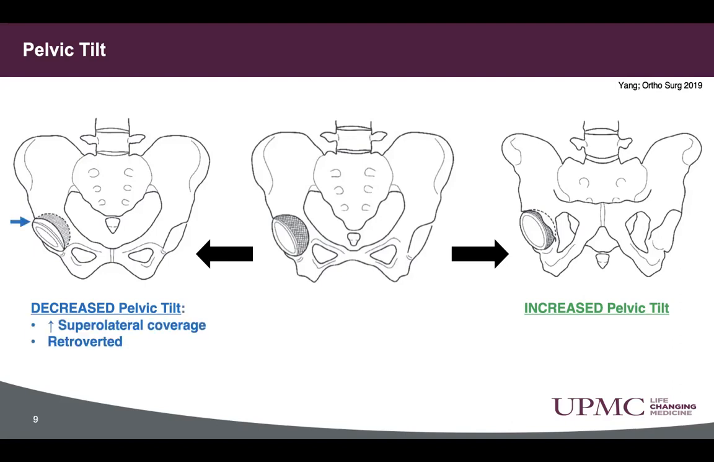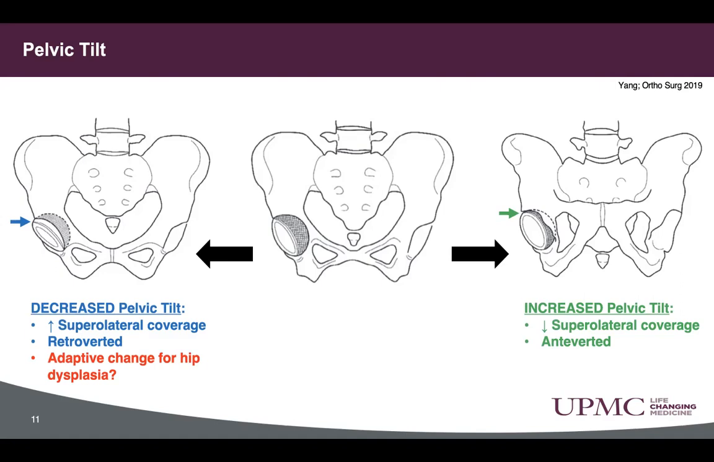Patients with decreased pelvic tilt have increased superior lateral coverage of their acetabulum and also create an environment of relative acetabular retroversion. In contrast, patients with increased pelvic tilt result in decreased superior lateral coverage of the acetabulum and create an environment of relative acetabular anteversion. In other words, a more unstable hip.